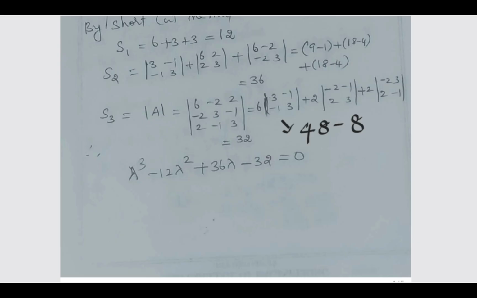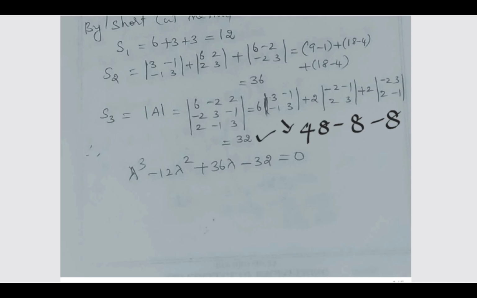Then here it is minus 2 into minus 1 plus 2, that is 2 minus 6, so minus 4. So we'll get another minus 8. So 48 minus 8 is 40. Again 40 minus 8 is 32. So the answer you are getting is 32.